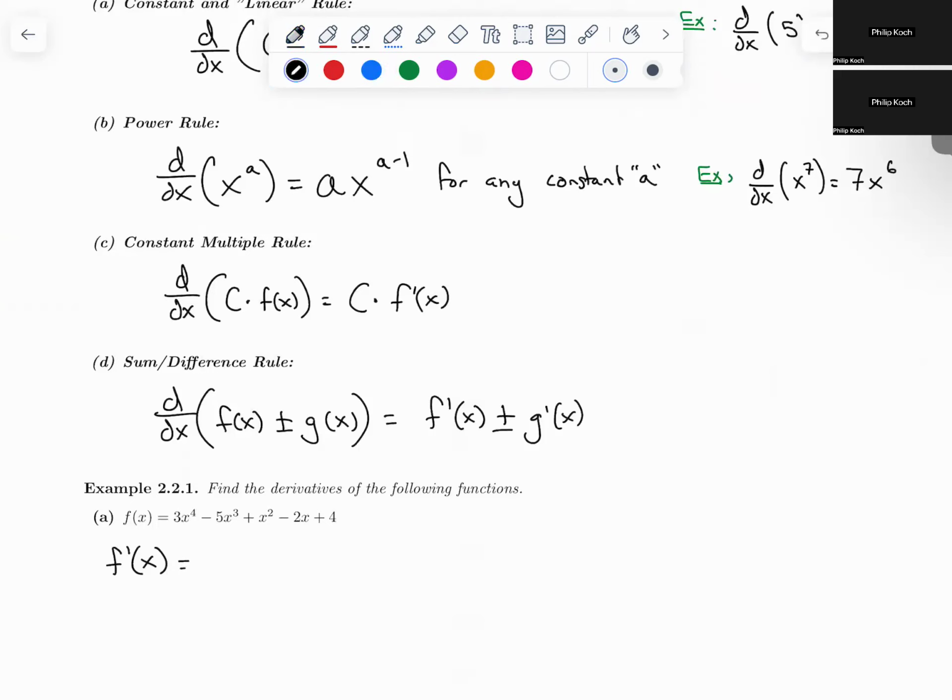When I take the derivative, this will be 3x to the fourth derivative minus 5x cubed derivative plus x squared derivative minus 2x derivative plus 4 derivative. So I'm writing this in painstaking detail, which honestly sometimes makes it more confusing. The more you practice it, the better you get at it. So practice it early, practice it often.